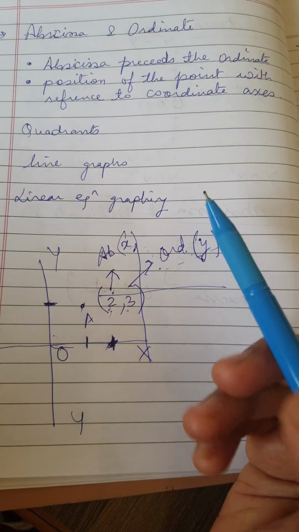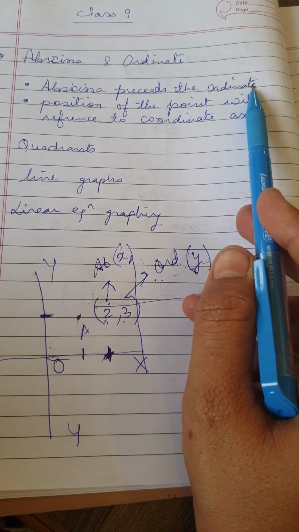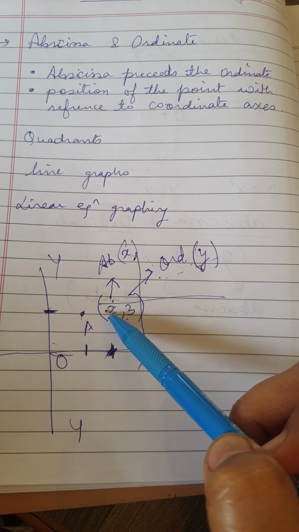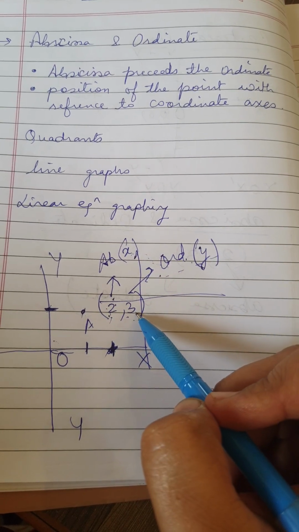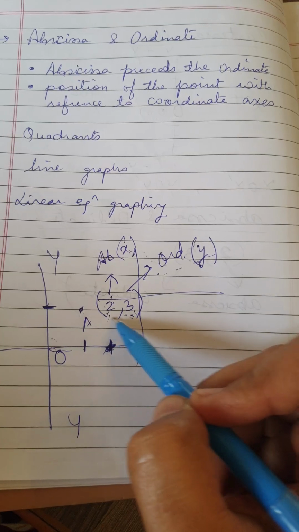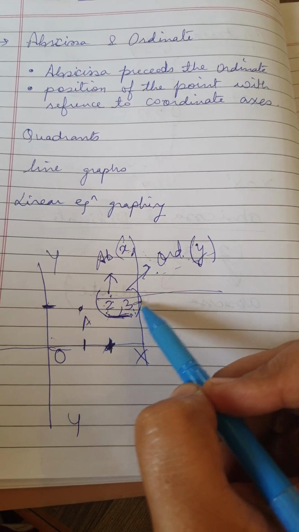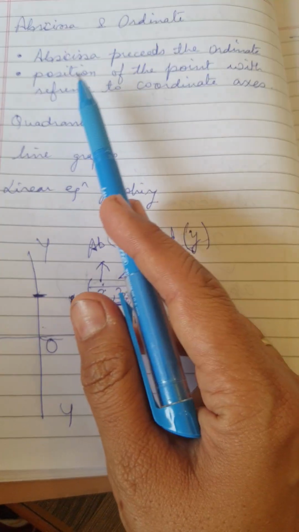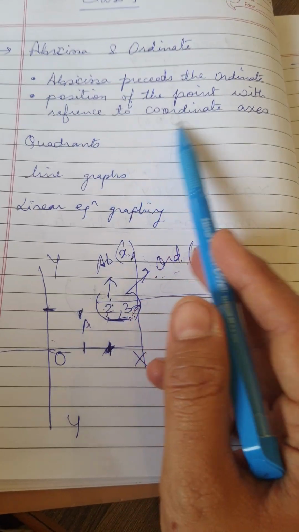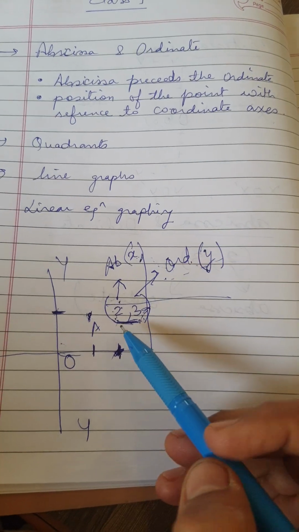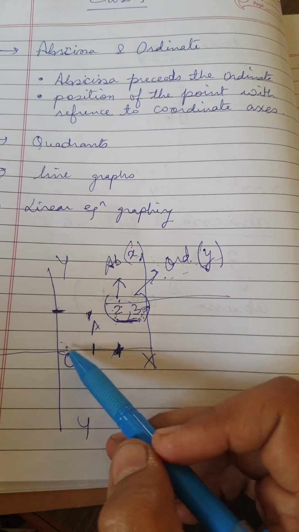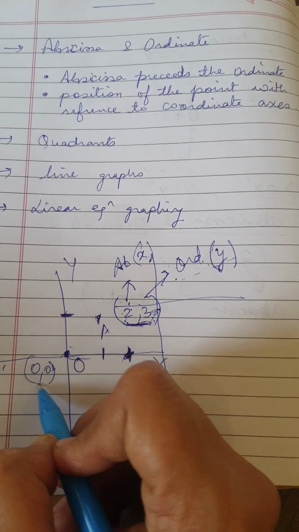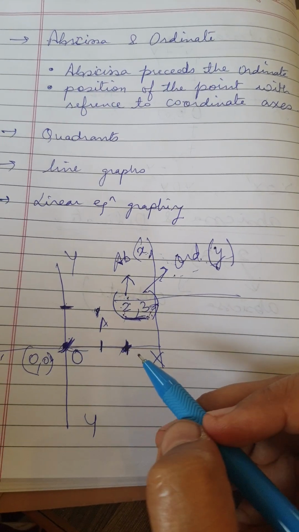Okay. So abscissa precedes the ordinate, which means we always write the value of x-axis first and the value of y-axis in the second place in the coordinate of the point. Position of the point with reference to coordinate axis. That means we always position our points with respect to this origin. We always start our counting from this origin position, which is 0, 0.